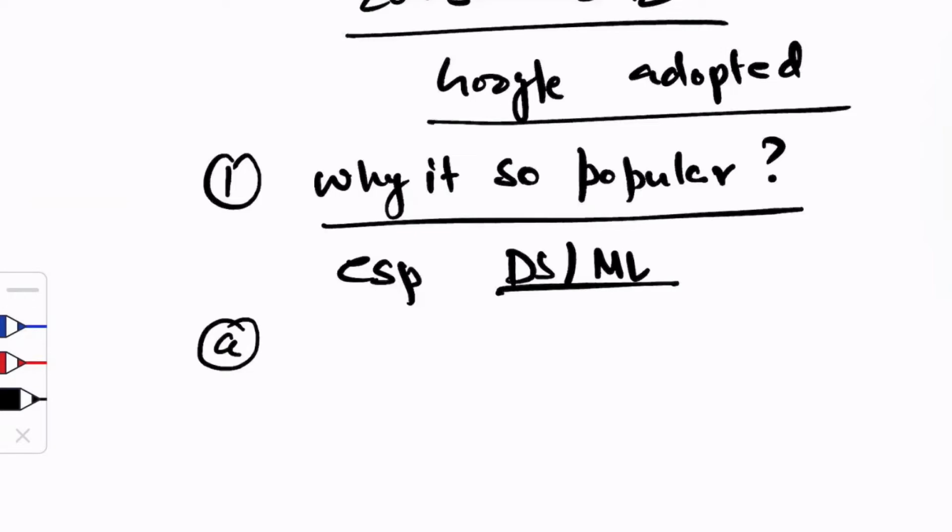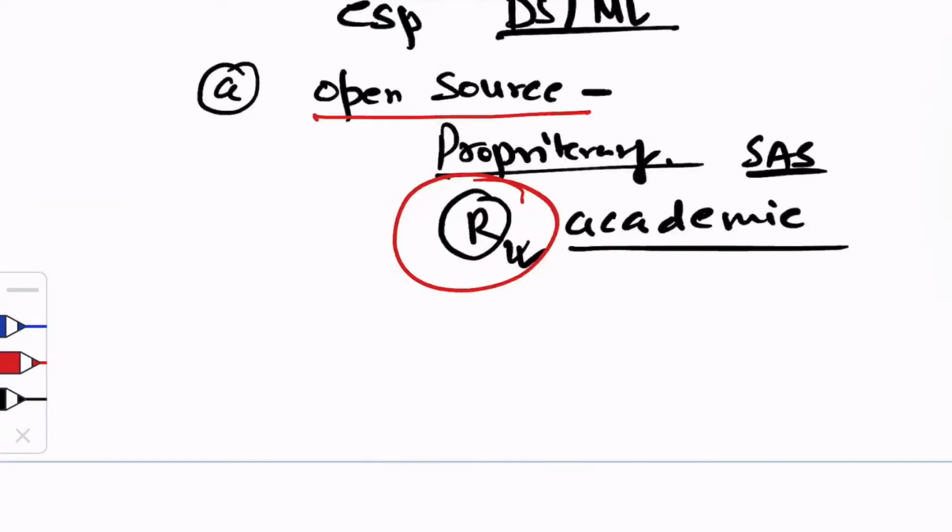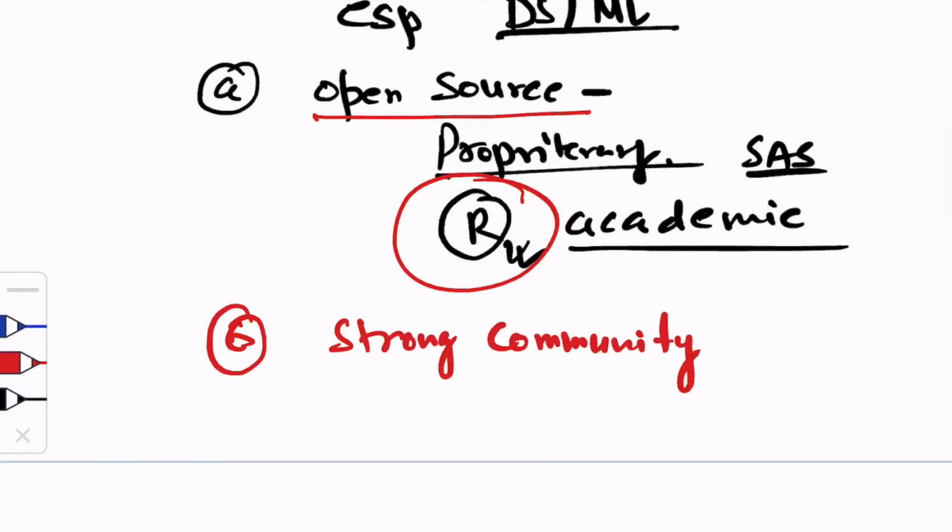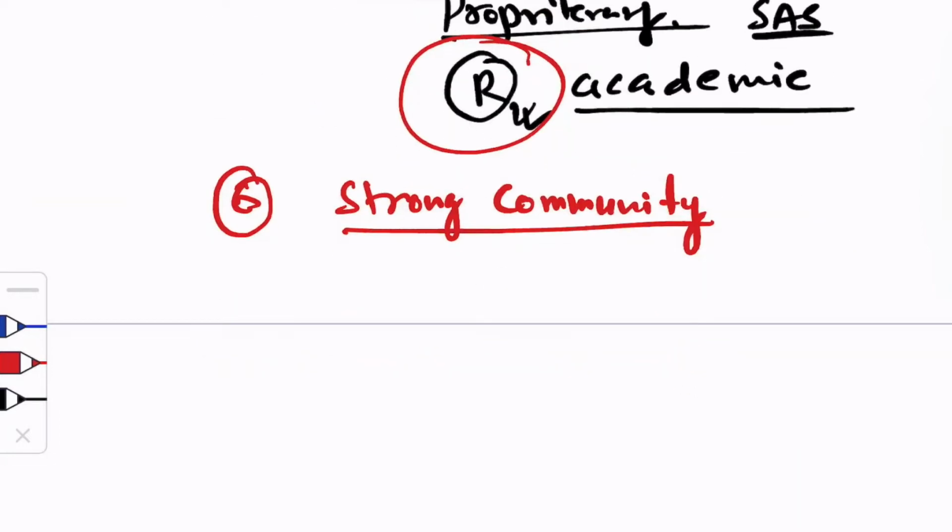Let's start with the first point. The first point is it being open source. Before Python, most of the software which was being used was proprietary in nature. It developed a very strong community. Now, any open source project, as you know, will be as strong as the community which supports it.